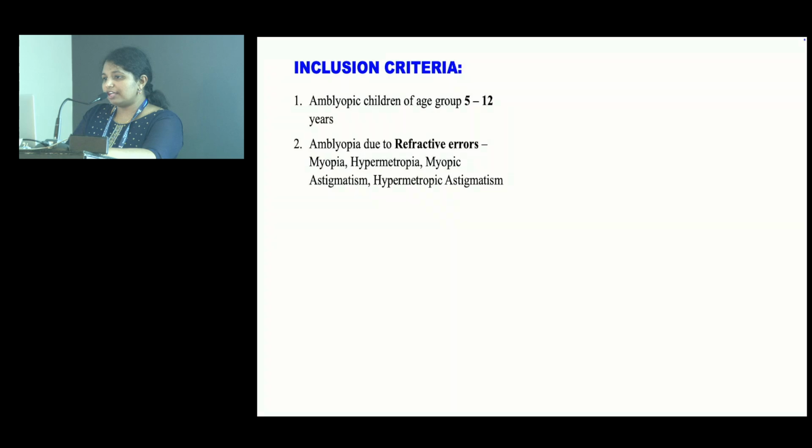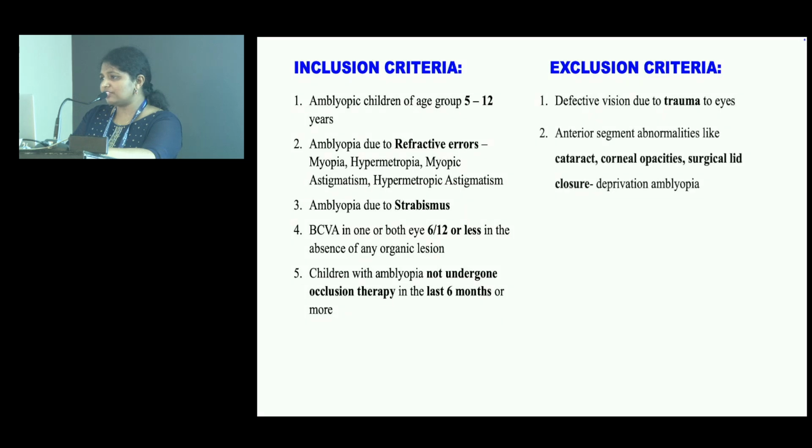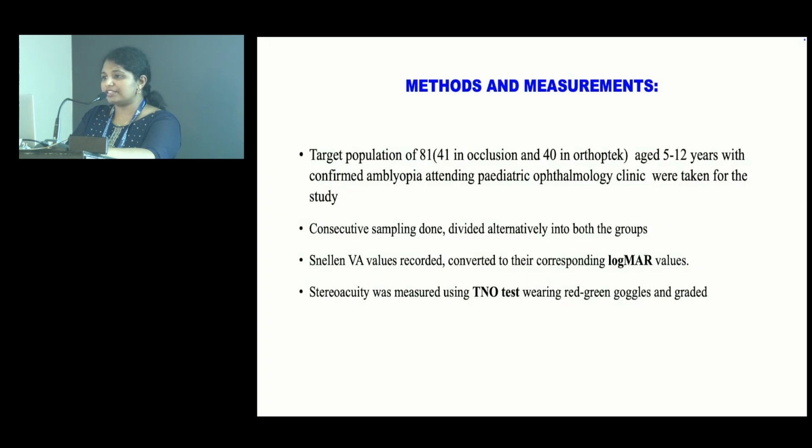Amblyopic children of age group 5 to 12 years with refractive amblyopia or strabismic amblyopia, best corrected visual acuity less than or equal to 6/12, and who had not undergone occlusion therapy in the past 6 months were included in the study. Defective vision due to trauma to eyes, deprivation amblyopia, and defective vision due to retinal pathologies and optic nerve pathologies were excluded from the study. The target population of 81, that is 41 in the occlusion group and 40 in the orthoptic group, of age group 5 to 12 years with confirmed amblyopia attending the pediatric ophthalmology clinic were taken for the study.